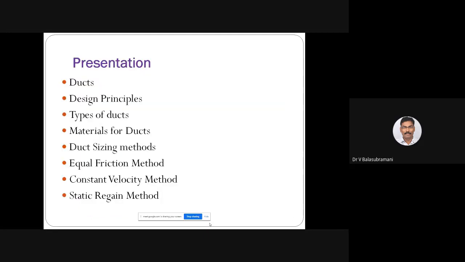So I have my outline of presentation. First, what is a duct, the classification of air conditioning, then design principles involved in duct, types of duct, materials for duct, and then duct sizing methods. There are 4 methods available. We will discuss 3 methods: equal friction method, constant velocity method, and static regain method, using a case study. So this is my presentation outline.